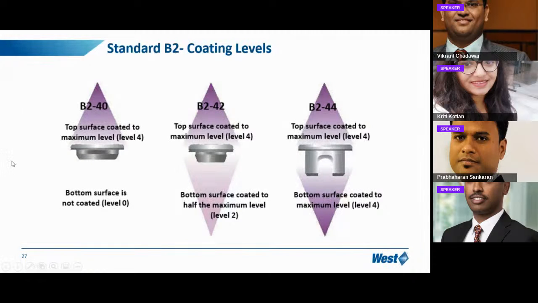And based on the requirement of drug manufacturers, to improve the machinability and to reduce the subvisible silicone particles, we generally give this B2 coating on the rubber stoppers.